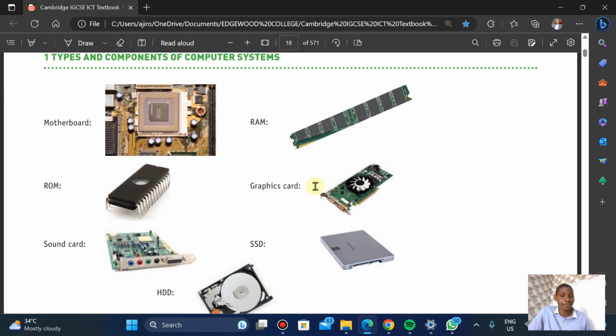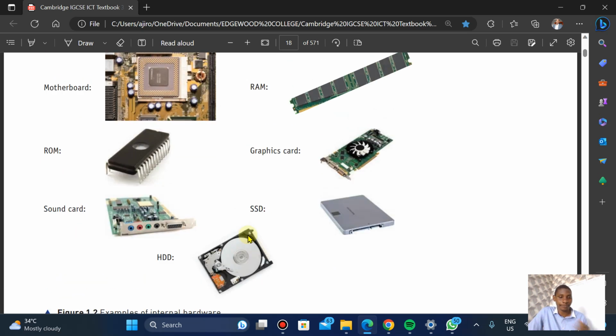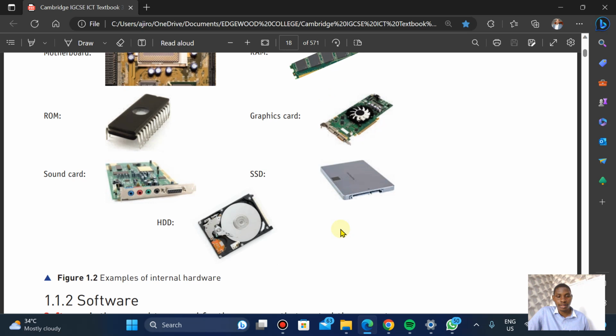Then let's look at them. You can see them in pictures right here. This is the motherboard. This is the ROM. This is the RAM. This is the graphics card. This is the SSD, sound card, the HDD. So this is what stores it, right? This is the CD here that stores the information, and this is the flash memory. So it's important to see a visual, to help you remember which of them is which.